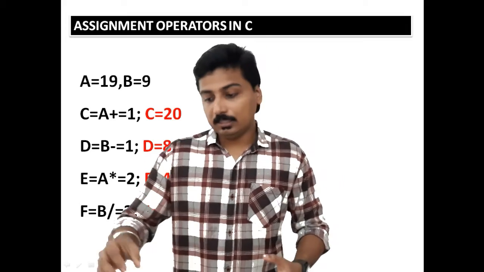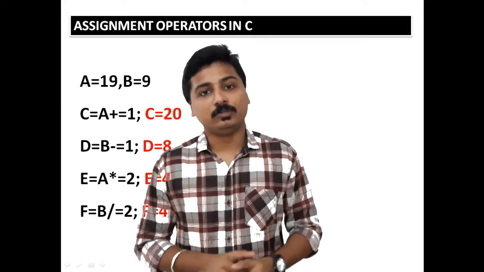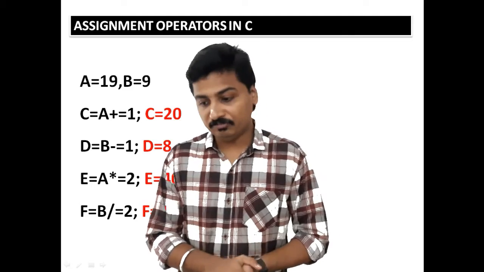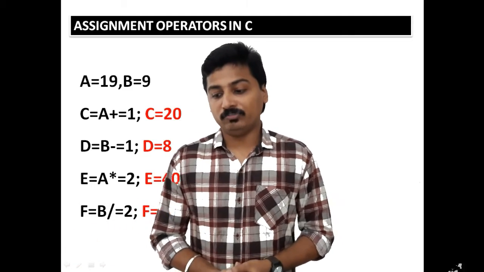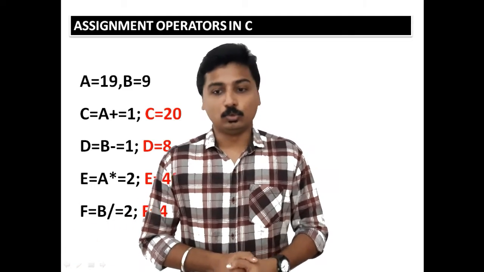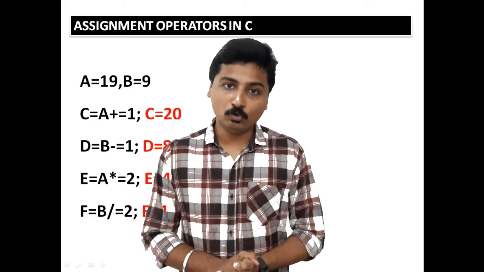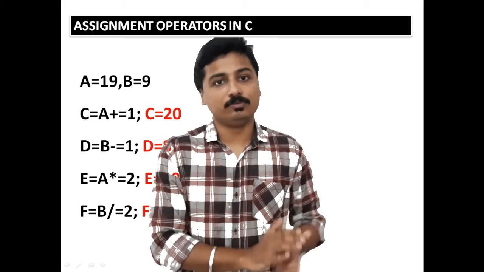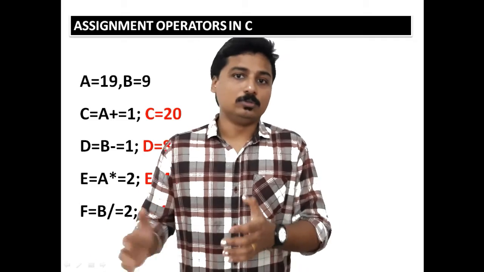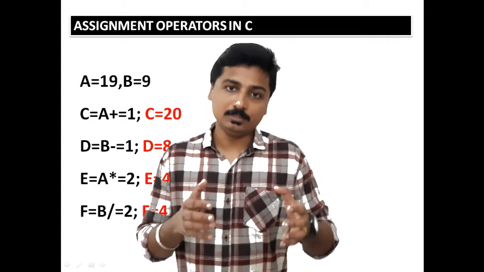In the next case, we are storing the value of a division operation into the variable named f. And the updated value of b is 8. So 8 divided by 2 means 4. And that particular result will be stored to the variable named f. Now we can move on to the C program for implementing this concept.